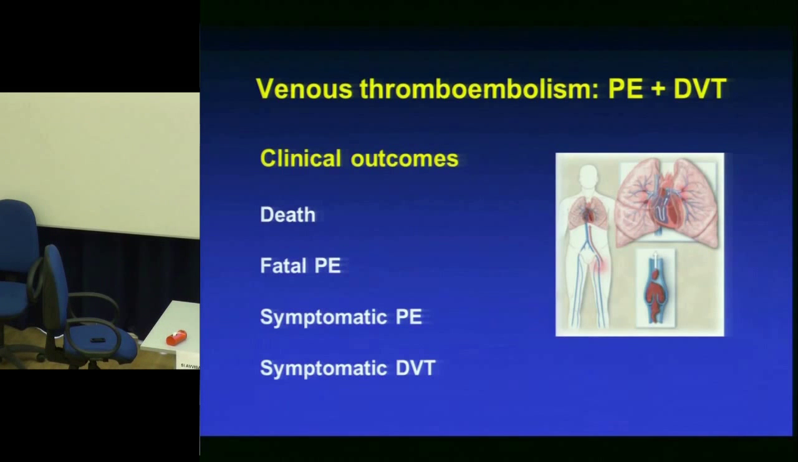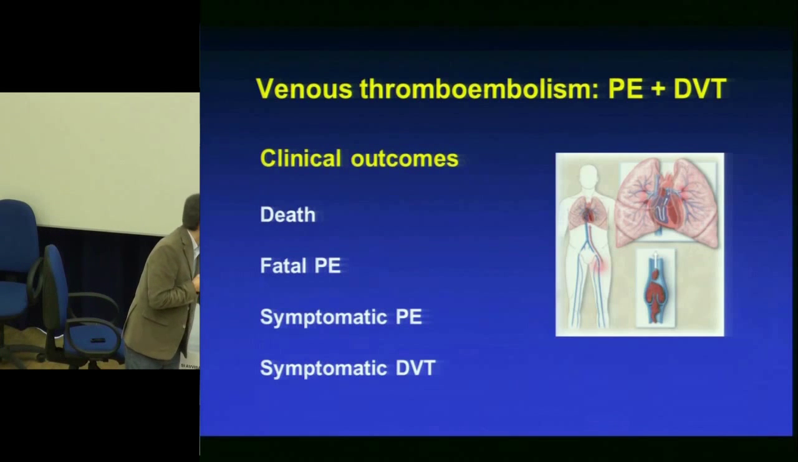If I want to study venous thromboembolism, that is pulmonary embolism and deep vein thrombosis, I can use these clinical outcomes, really relevant clinical outcomes for the patient. So death, no discussion about death. Fatal PE, symptomatic PE, or symptomatic DVT.